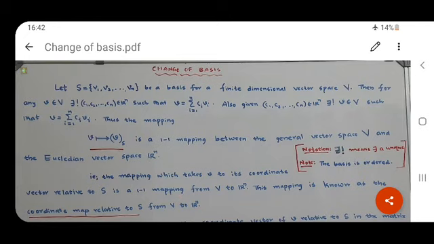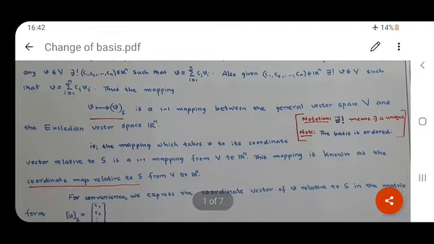So the mapping which takes v to its coordinate vector relative to S is a 1-1 mapping from V to Rn. This mapping is known as the coordinate map relative to S from V to Rn. So the coordinate map relative to S from a vector space V to Rn is that particular 1-1 mapping which takes v to the matrix of v relative to S.